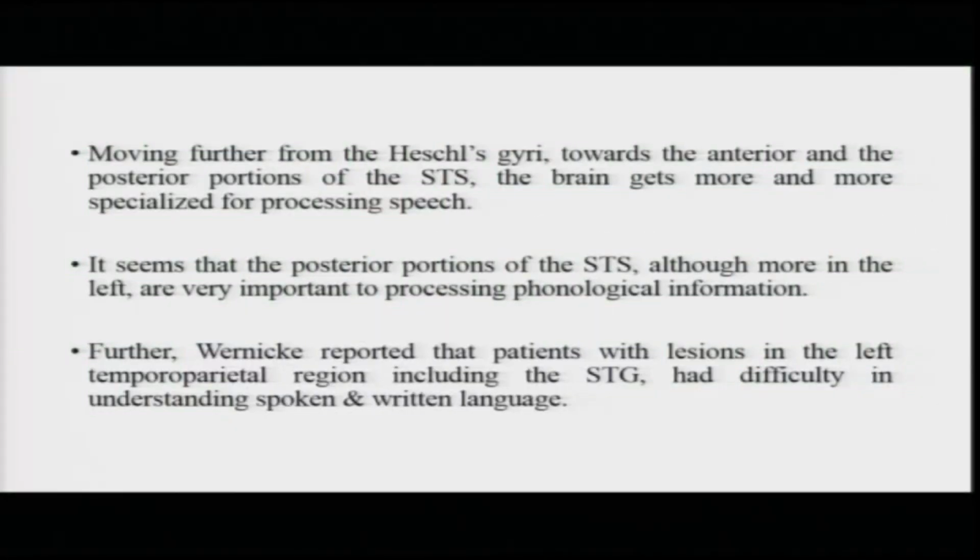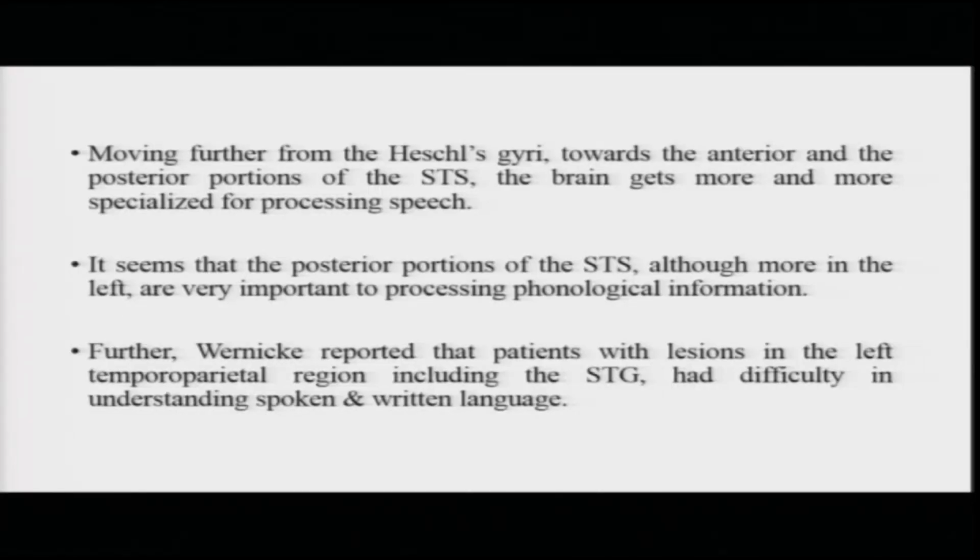Moving further from the Heschl's gyri, towards the anterior and posterior portions of the superior temporal sulcus, the brain gets more and more specialized for processing speech. This is where you are analyzing the incoming auditory stimulus to get more and more characteristics of speech out of it. What are the basic phonemes? How are those phonemes linked? It seems that the posterior portion of the superior temporal sulcus, although more towards the left side, is important for processing phonological information, as to what this particular phoneme is and how these particular phonemes are linked.